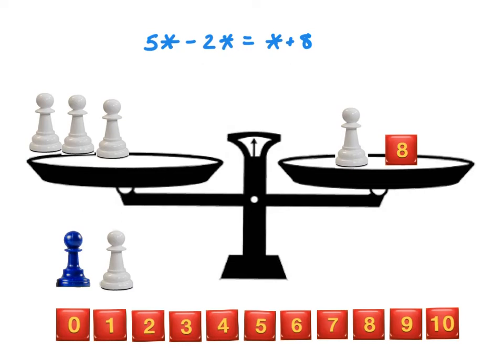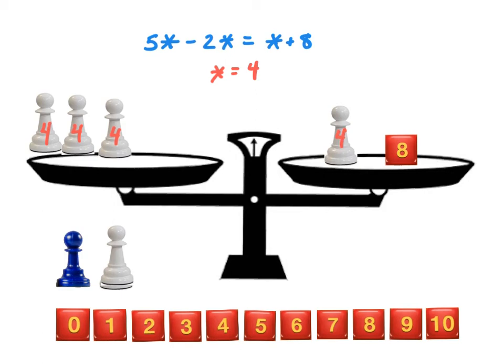Now we're ready to solve. We can take a star away from each side. We now have 2 stars equals 8. So 2 times what equals 8? 2 times 4 equals 8. Star equals 4. I'll set up the equation back to its original form: 5 stars minus 2 stars equals star plus 8. Substitute 4 for each one of the stars and evaluate both sides. 4, 8, 12. And then the other side, 4 plus 8 is also 12. So our check confirms this star does equal 4 in this equation.